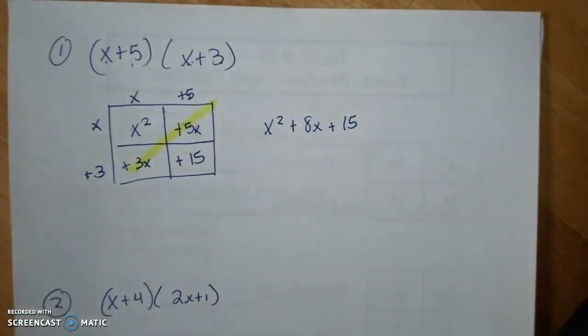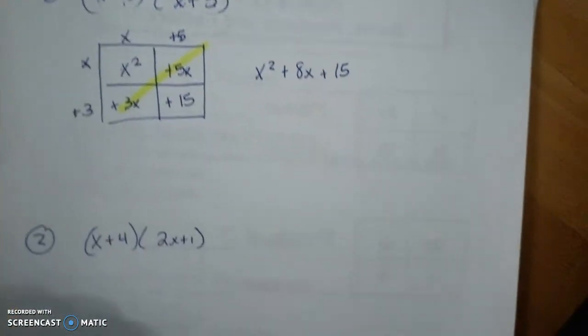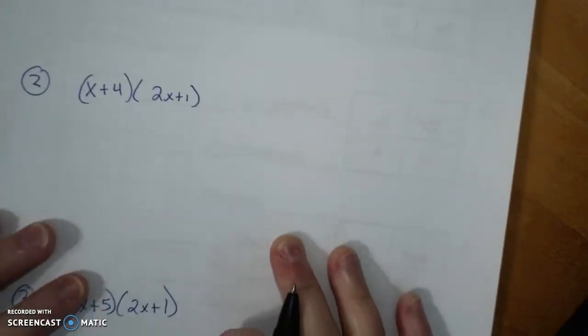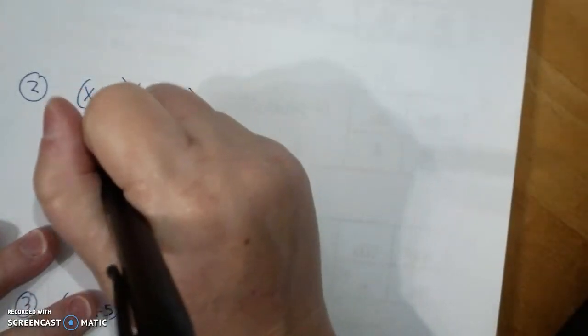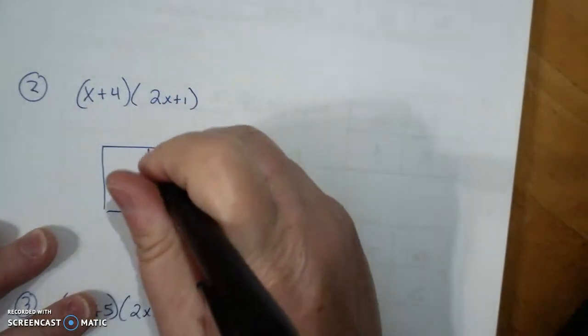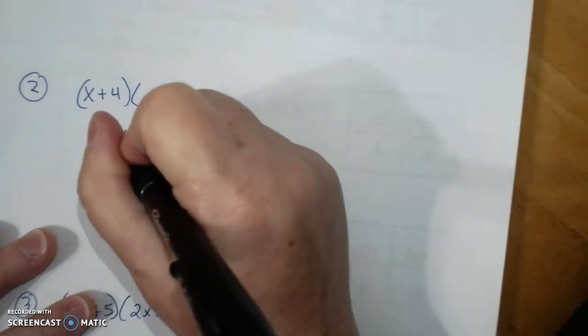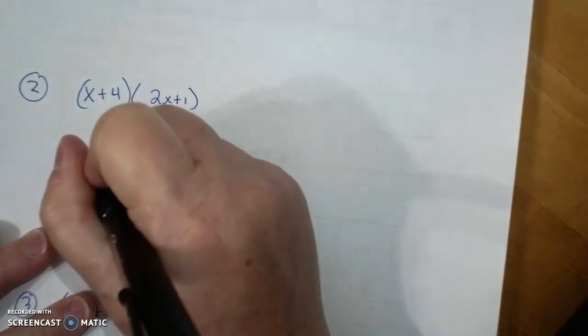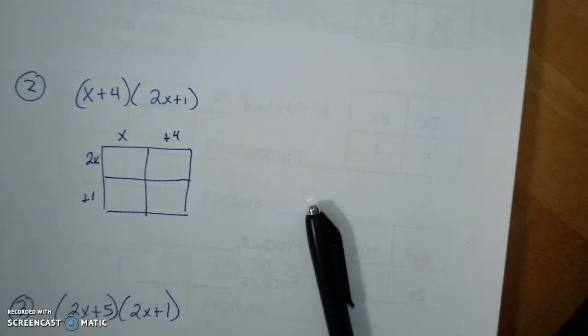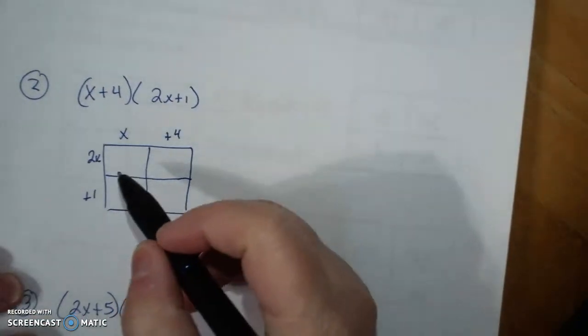Now again, when I taught this, when they're all positives, that's not a problem, but when there's not, there tends to be a problem. But we're going to practice this again. So you put x plus 4 and 2x plus 1, and you follow the boxes.